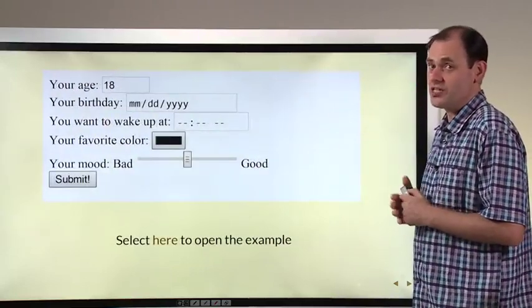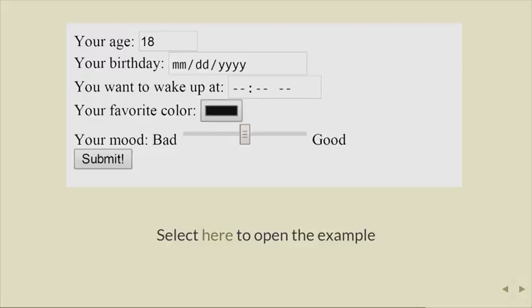So let's run this example. The first one is number. So it's not too surprising. You can type in a number, whatever you want, and then you have a nice increase and a decrease. Now what happens if you try and type in some letters? It gets rejected, which makes a lot of sense. Let's move on to the second type.